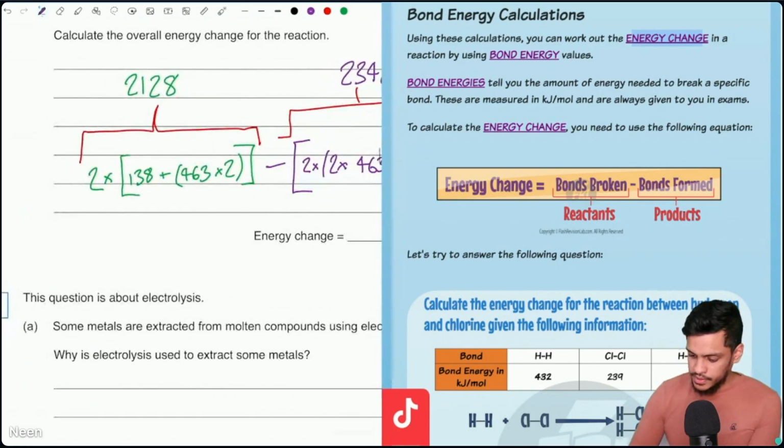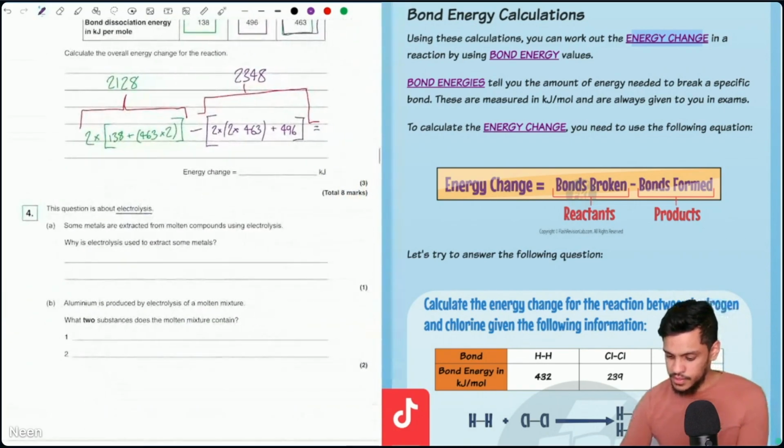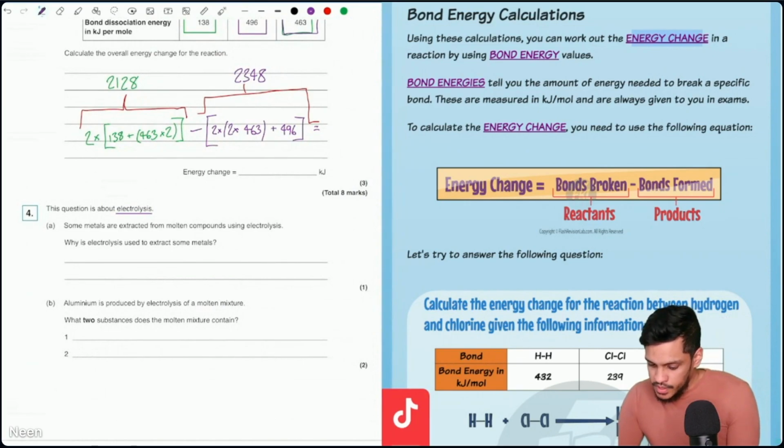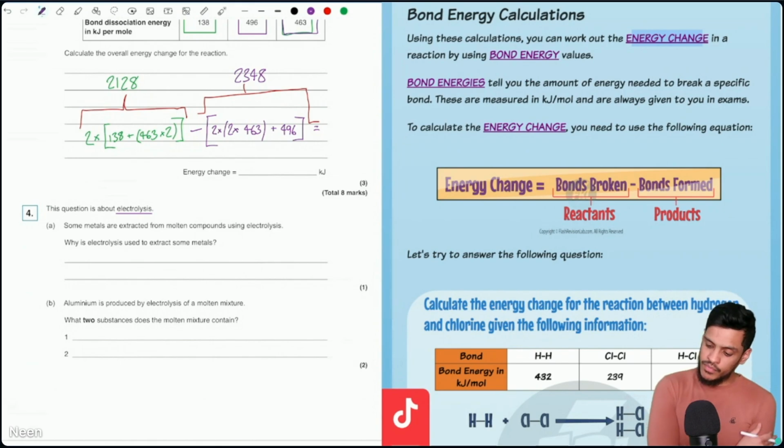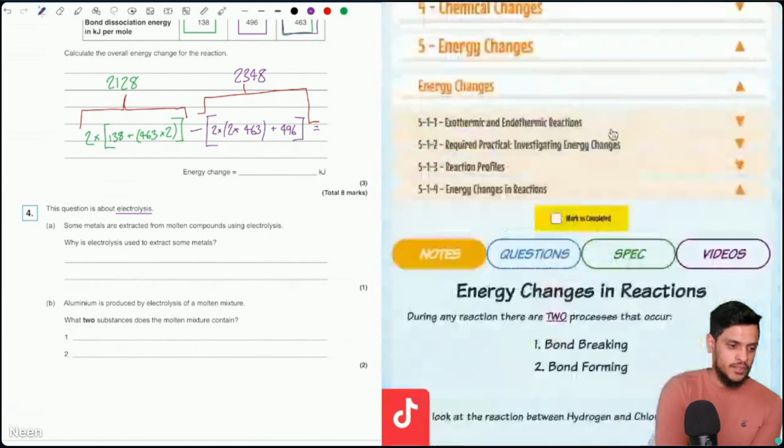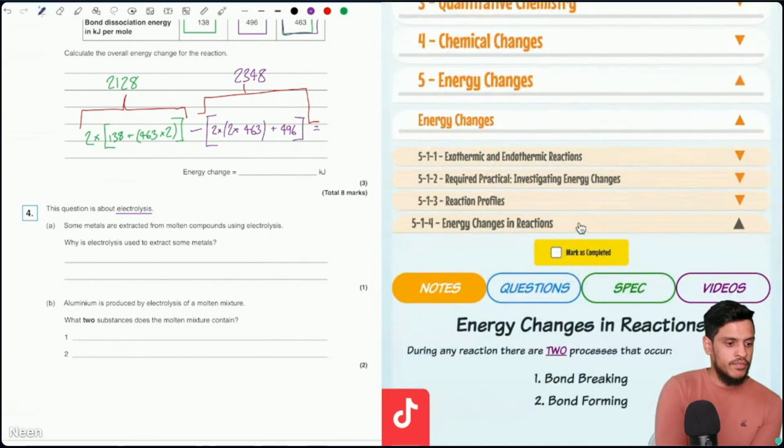Electrolysis, probably one of the worst topics in chemistry, one of the hardest topics in chemistry. Some metals are extracted from molten compounds using electrolysis. Why is electrolysis used to extract some metals? Anyone know that question? Anyone know the answer to that question? Why is electrolysis used to extract some metals? Because there's another way that we extract metals which we don't prefer as much.